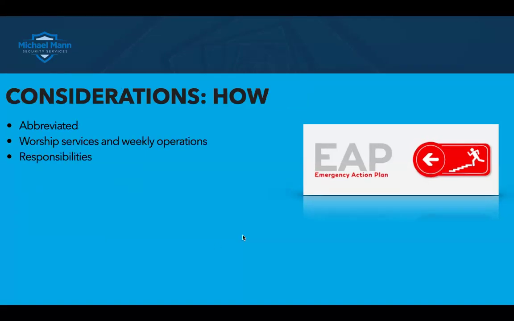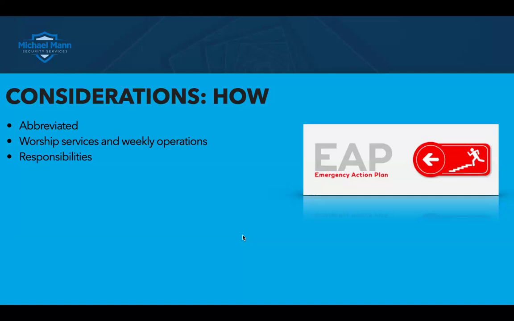Now, some considerations, especially for houses of worship. Number one, an emergency action plan should be abbreviated. I see some very well-meaning folks that work at production sites or in government, and they get a copy of their emergency action plan, and it's like 78 pages, and they want to copy that. The issue with that is no one is going to remember an emergency action plan that large.